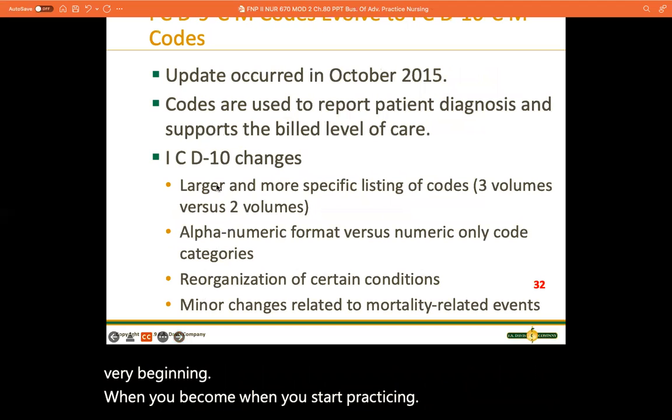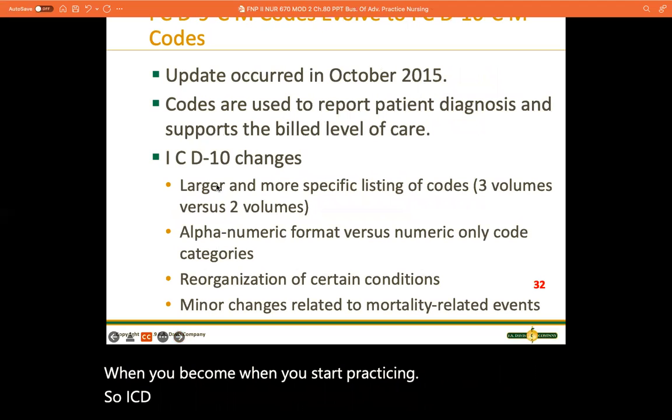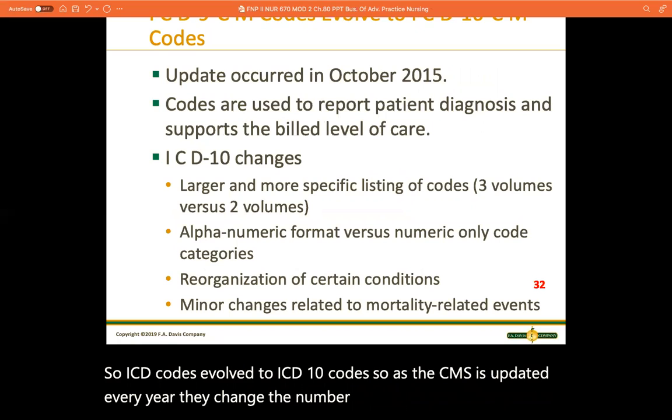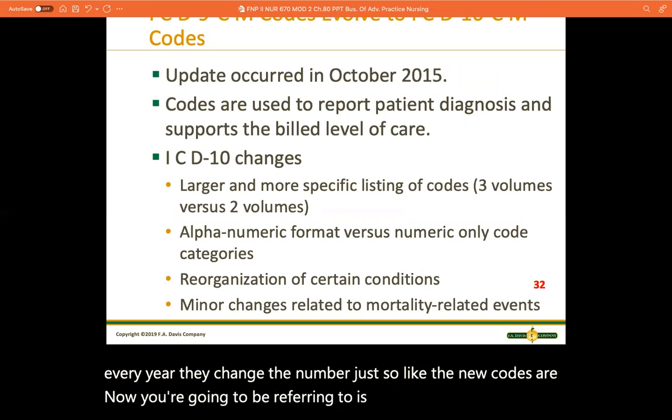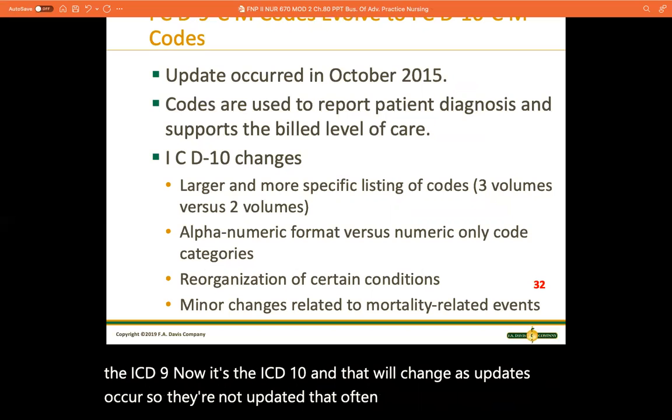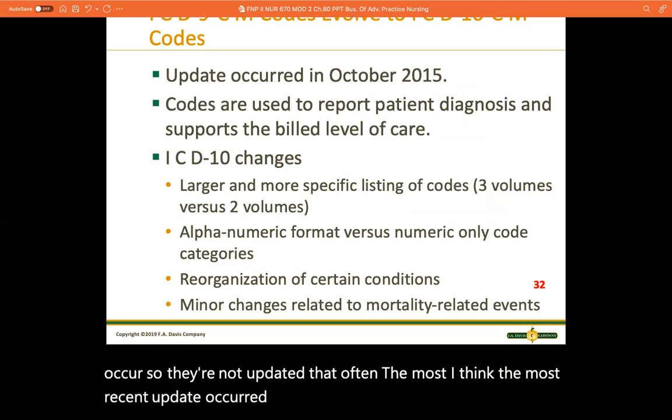Okay, so ICD codes evolved to ICD-10 codes. As CMS updates every year, they change the number. It used to be ICD-9, now it's ICD-10, and that will change as updates occur. They're not updated that often. The most recent update, according to this PowerPoint, occurred in 2015. I'm pretty sure that's the most recent.